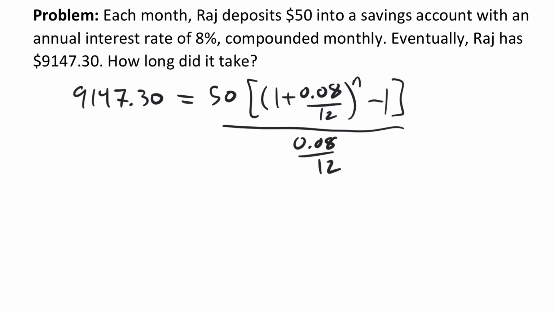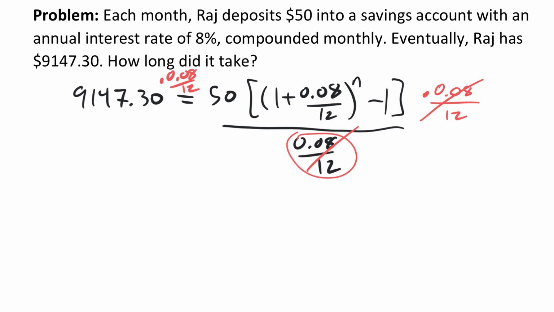Now the goal in this equation is to solve for the n, and it's definitely a tough one. I would encourage you to pause the video and give it a try, see if you can isolate for that n. All right, the first step I would do is probably clear this. This is pretty gross, and I think if we multiply both sides by 0.08 over 12, at least it'll get the fraction out of the way. So we have 9147 times 0.08 over 12.